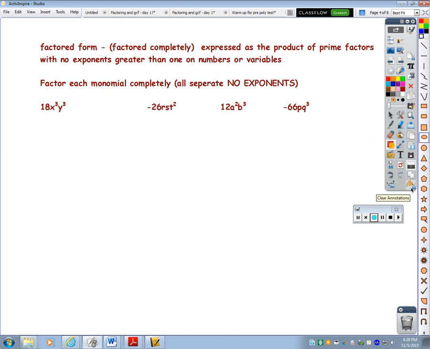Factored form means factored completely: expressed as the product of prime factors with no exponents greater than 1 on numbers or variables. So you factor each monomial completely. That means it's all separate, no exponents. I'm just going to show you this. It's going to seem a little bit different at first, but you'll see when we get to greatest common factor why writing out the variables is important. So the first thing we're going to do is prime factor.